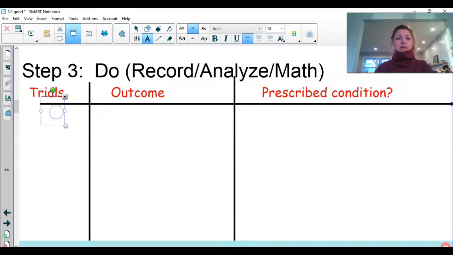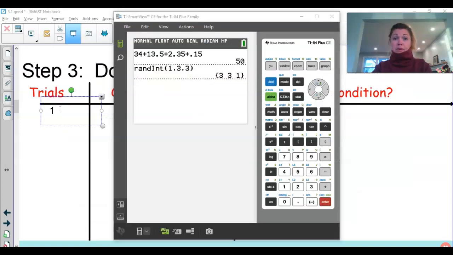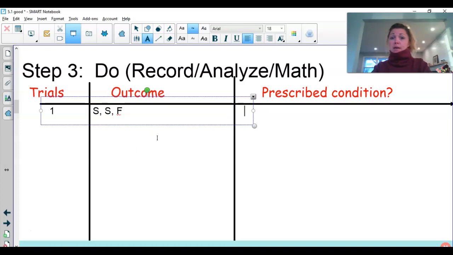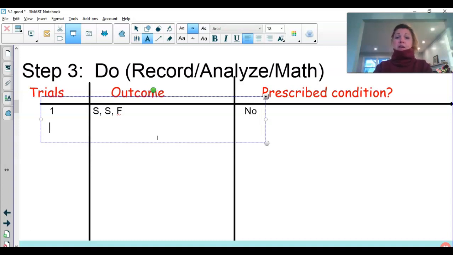trial number 1, I got 331, I think it was. Let's see. 331, which means I had student, faculty. Was it the prescribed condition? Well, what does that mean? That is the question we're trying to ask. Is it going to be all 3 faculty members? And this was no. It was not all 3 faculty members.